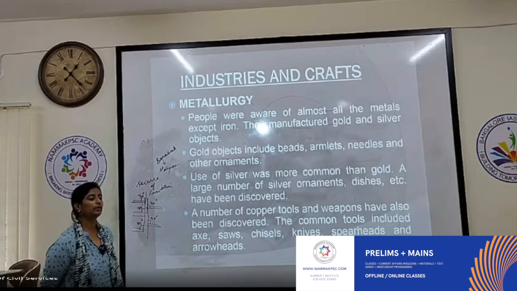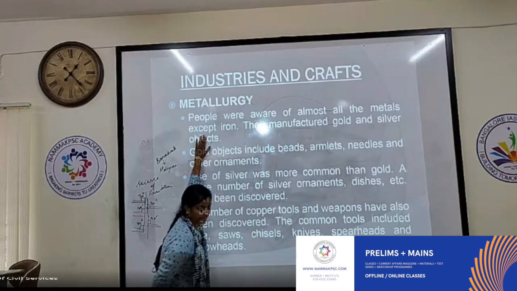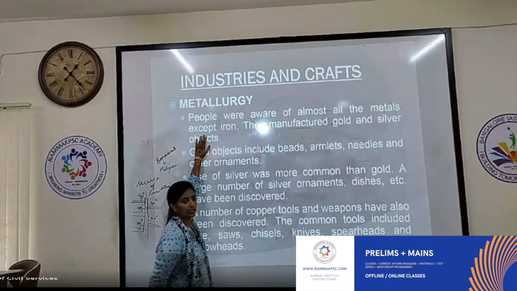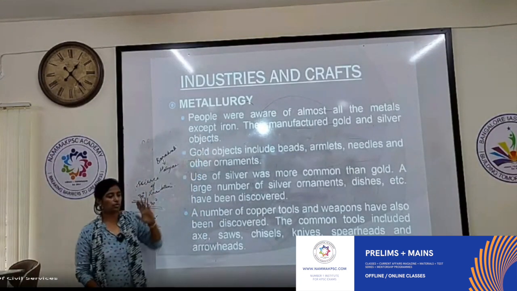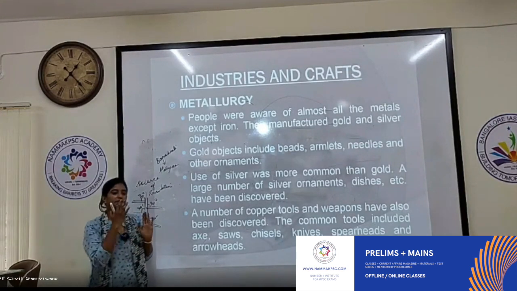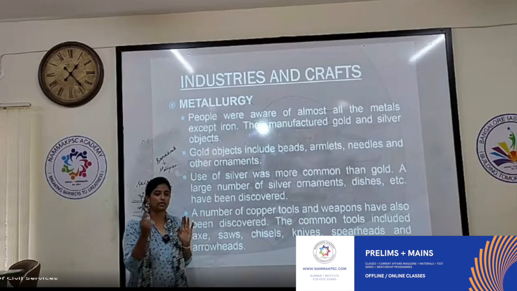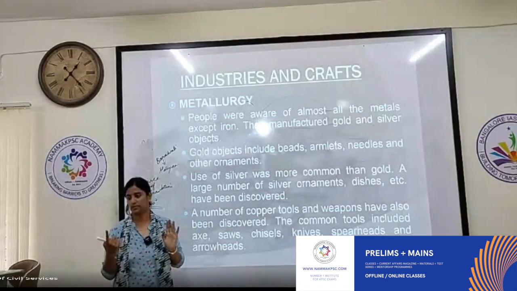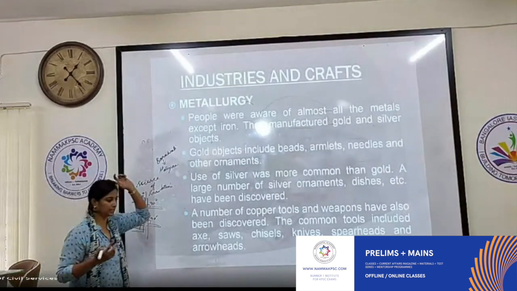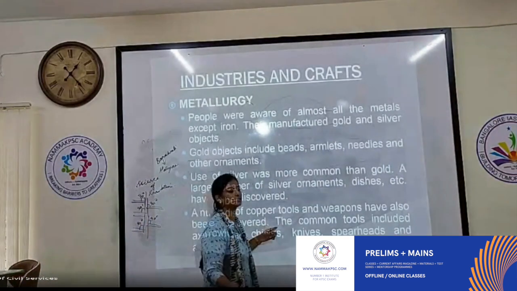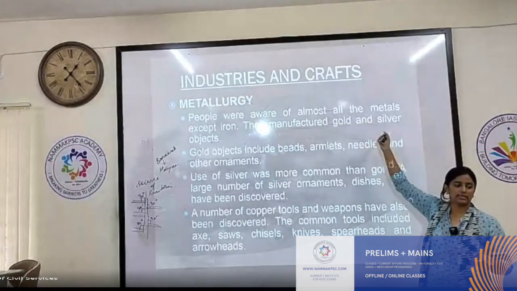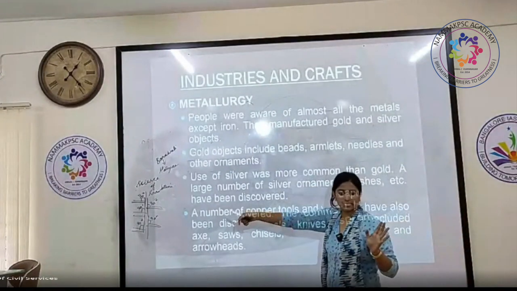So people were aware of almost all the metals except iron. It's really important that you write this: except iron. Why? Because it shows the change of civilization. The moment you write iron, you're talking about Vedic civilization. That is one classic difference between IVC and Vedic civilization. In IVC there is no iron, in Vedic civilization there is extensive use of iron. Correct? Yes. So for IVC you will nowhere mention that there existed iron.